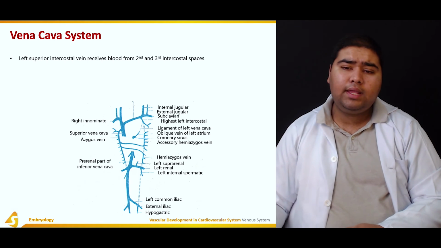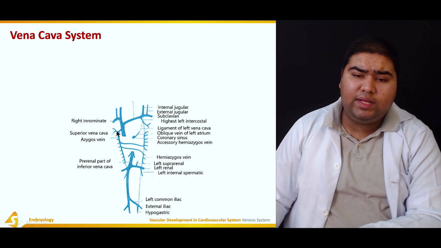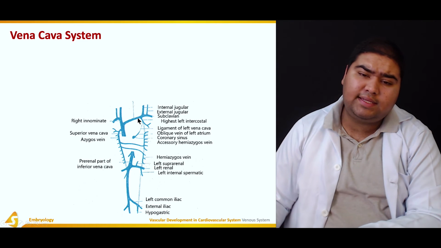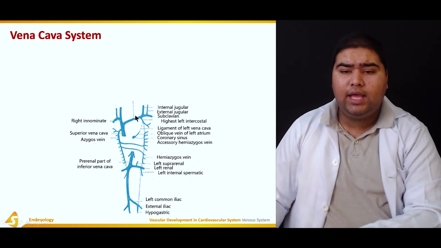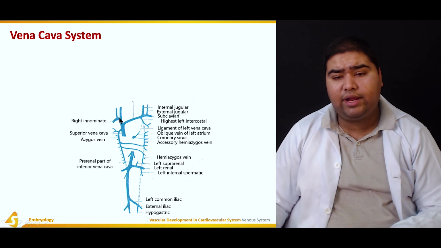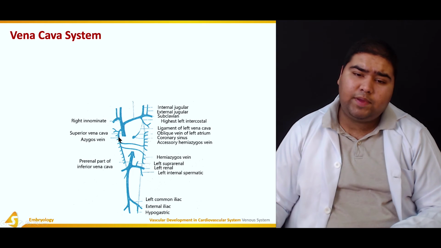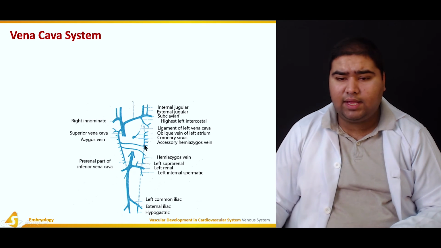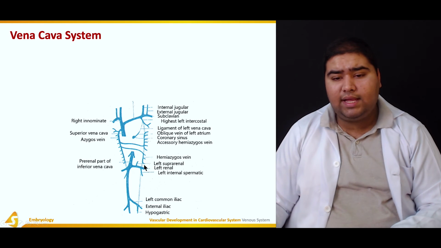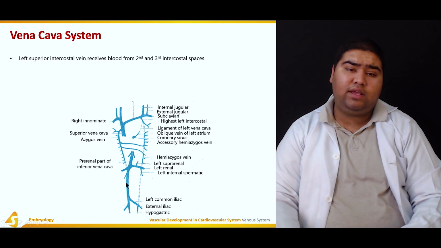So in this diagram, we'll see how the venous system is formed throughout the body. Here you can see the internal and the external jugular veins, the subclavian, the highest left intercostal, the right innominate, also known as the brachiocephalic trunk, the superior vena cava, the azygous vein, the accessory hemiazygous, the hemiazygous, and the inferior vena cava. Okay, let's talk about how they are actually formed.